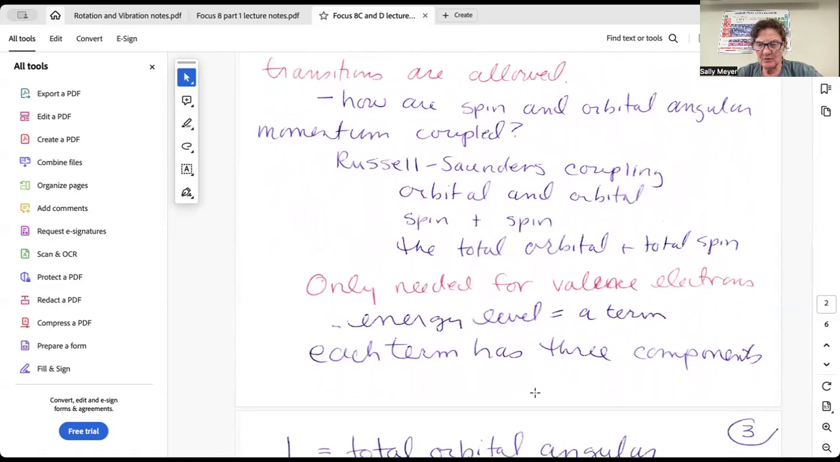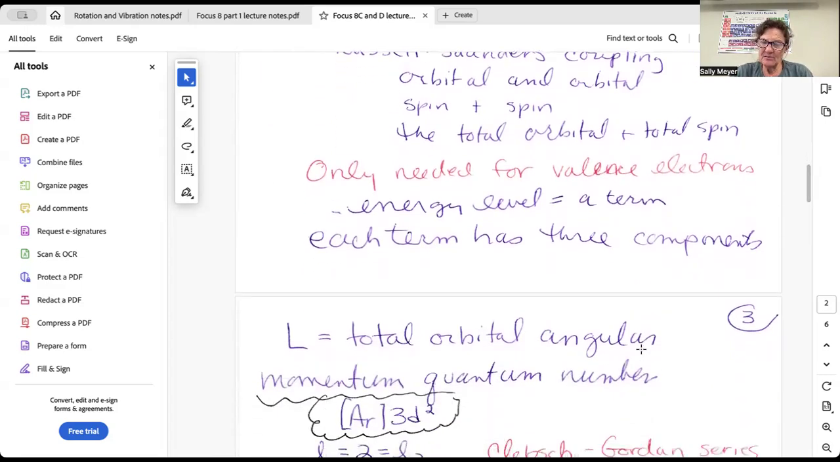We only need to worry about valence electrons to start with, because as soon as you have a shell or level full, then those electrons no longer couple their angular momentum. They essentially have canceled their angular momentum contributions. An energy level is called a term. That's a historic word. When you talk about spectroscopy, you talk about transitions between terms, which is the same thing as saying transitions between energy levels. And each term has 3 components.